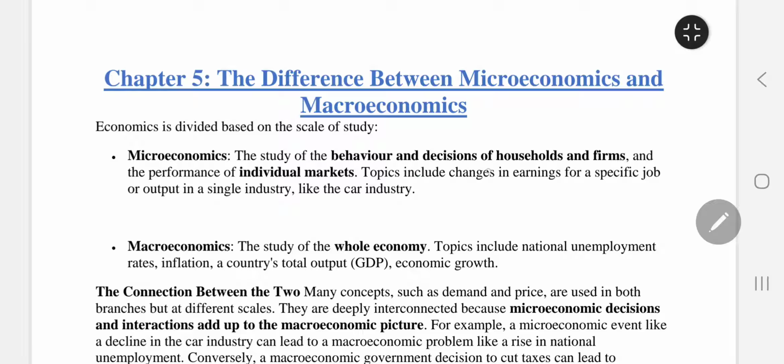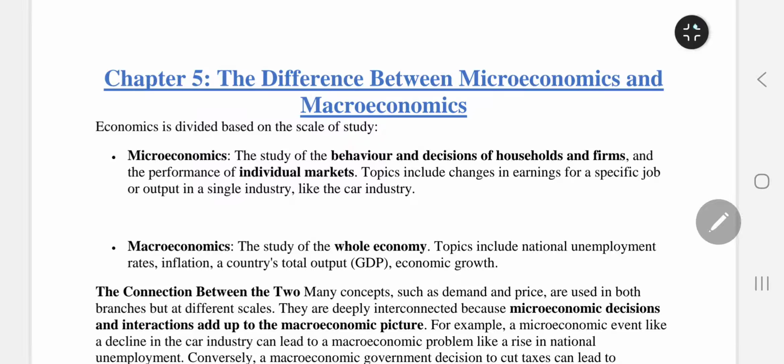So let's go straight away to talk about microeconomics. This is the study of behavior and decisions of households and firms, and basically the performance of individual markets. We're going to talk about things like changes in the earnings for a specific job or the output in an industry, like the car industry.